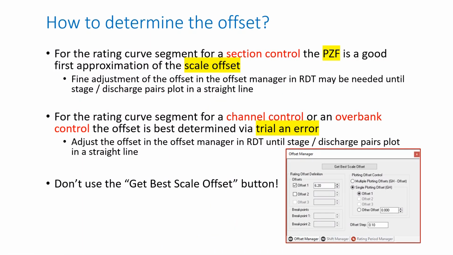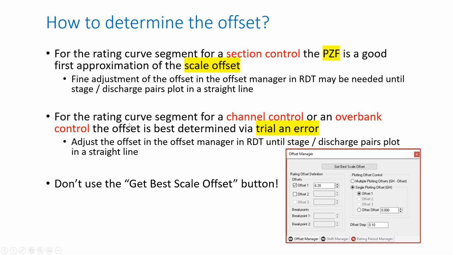So how to determine the offset? For a rating curve segment for a section control, the point of zero flow is a good first approximation of the scale offset. These are the offsets we use down here in the offset manager, you'll see. So this is a really good indication that our point of zero flow is going to be close to whatever we measure. And then we can do some fine adjustments after that.